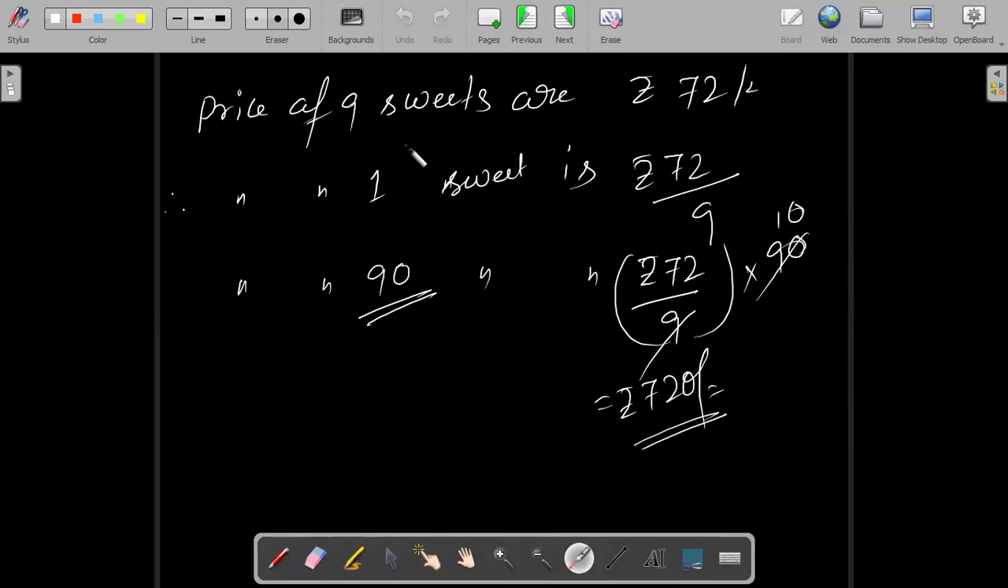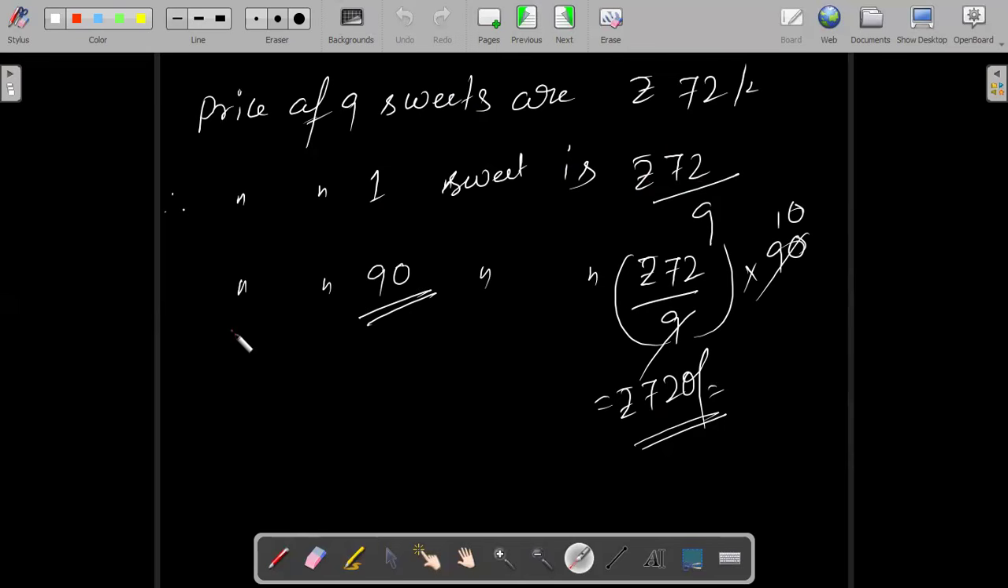That is why it is called unitary method. So as the number of sweets decreases, gradually the price will decrease. I have already told you that they are in direct proportion. So when the number of sweets increases, the price will increase. When the number of sweets decreases, the price will decrease. So as 9 sweets cost 72, 1 sweet will definitely cost less than that. That's why 72 has to be divided by 9. So I have written it 72 by 9.